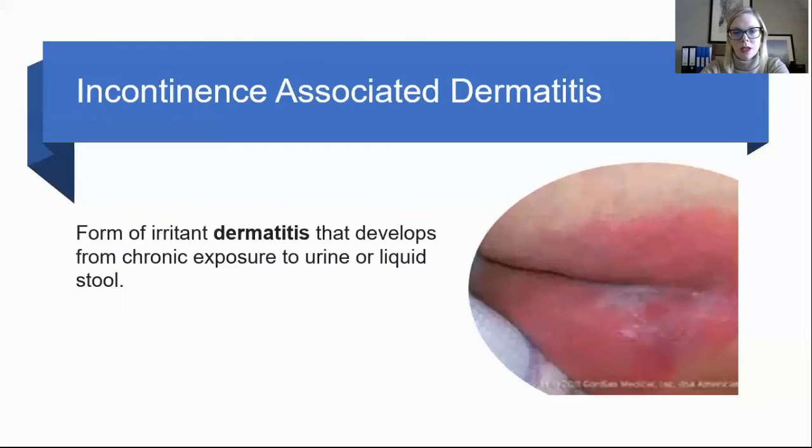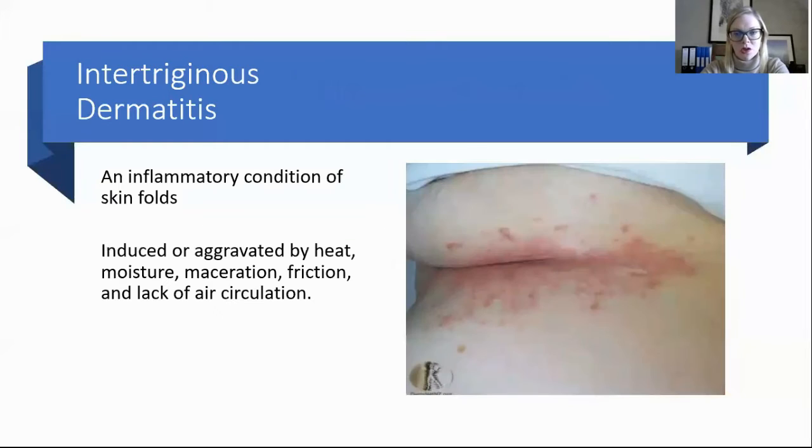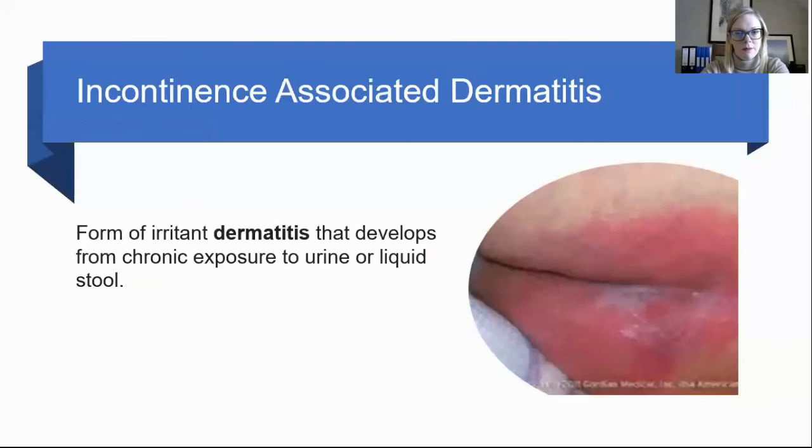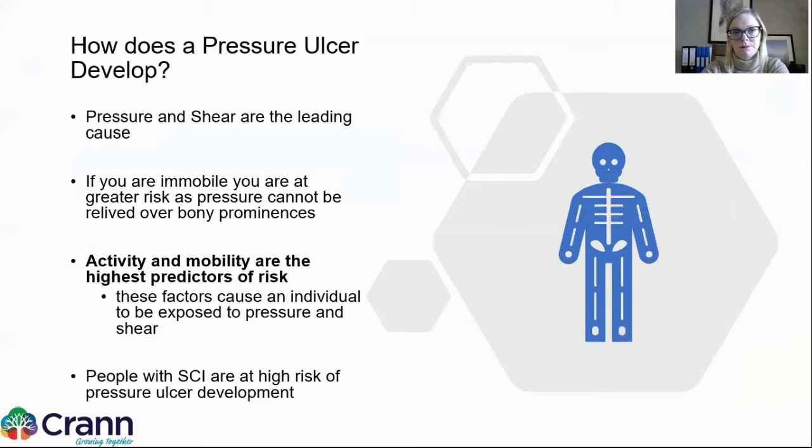So these two here are not a pressure ulcer, but it's just to be aware that they can be misseen as that. So how does it develop? We've mentioned it already. Pressure and shear are the leading cause. If you're immobile, you're at greater risk of pressure because you can't relieve pressure over the bony prominences. Your level of activity and your level of mobility are your highest predictors of risk.